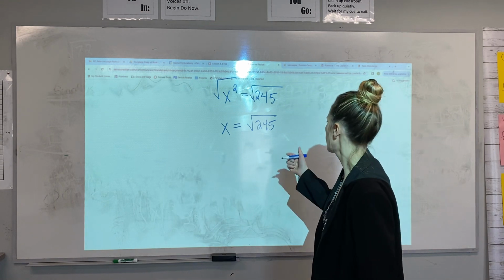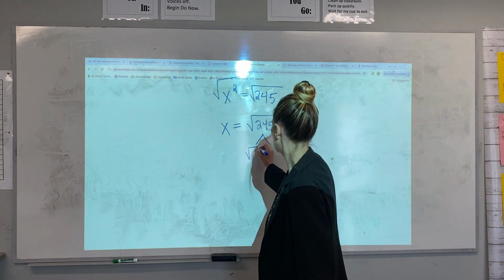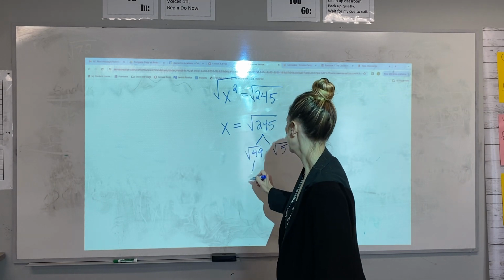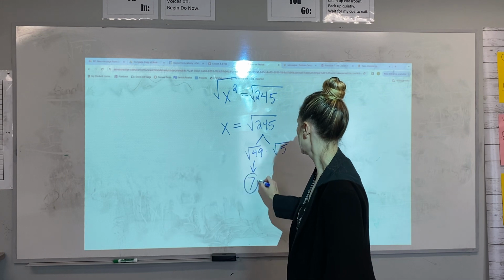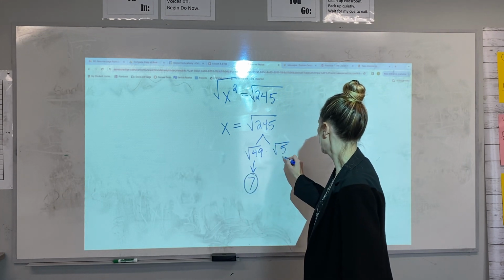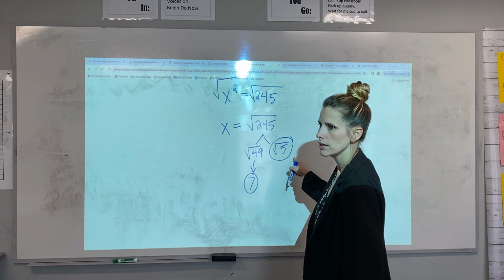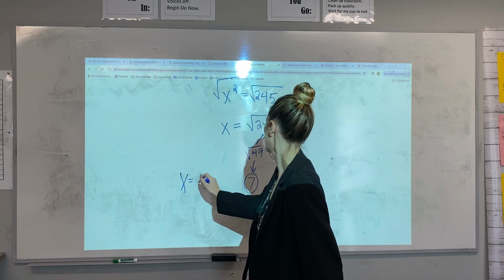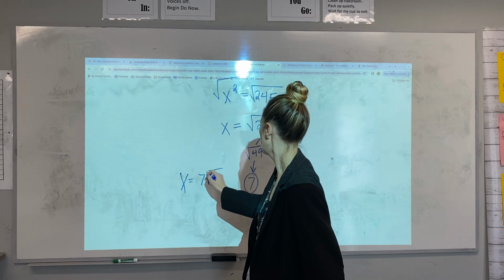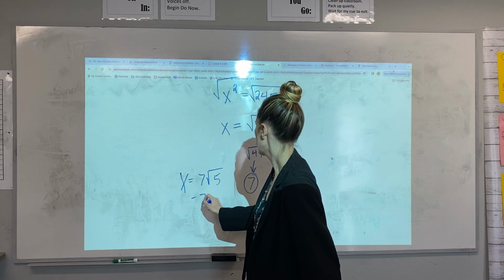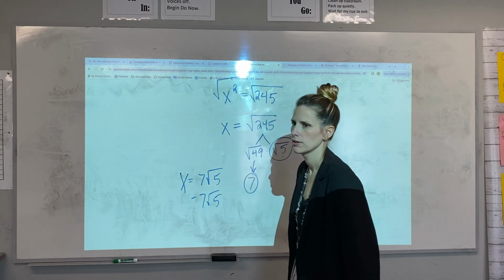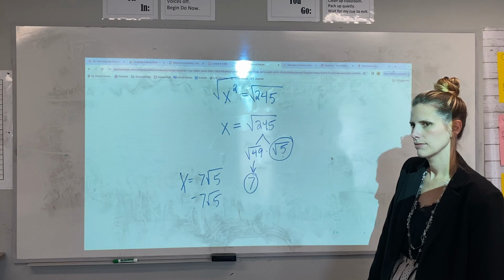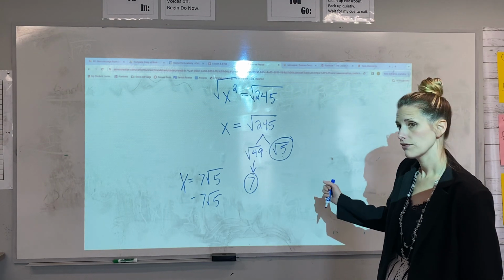49 and 5. Okay. It's just easy. This one can be freed from its radical cage, and this cannot be broken down anymore. This is as simple as it can get. So x equals 7 radical 5 and negative 7 radical 5. Does that make sense? Yeah. Okay. Ready for the next one?